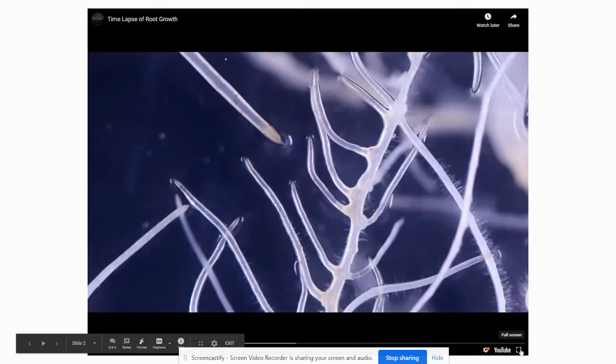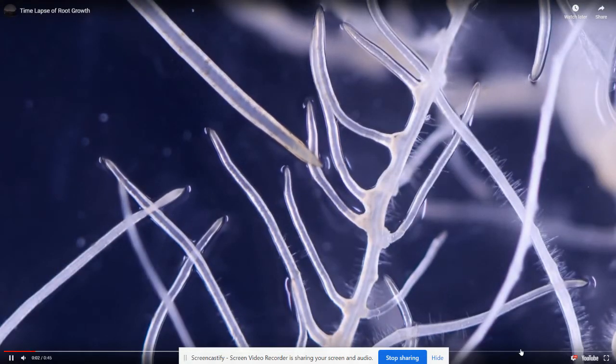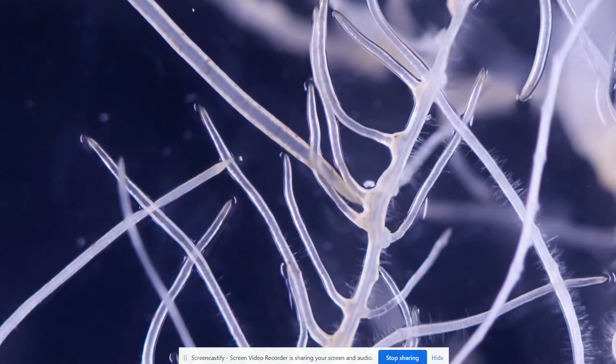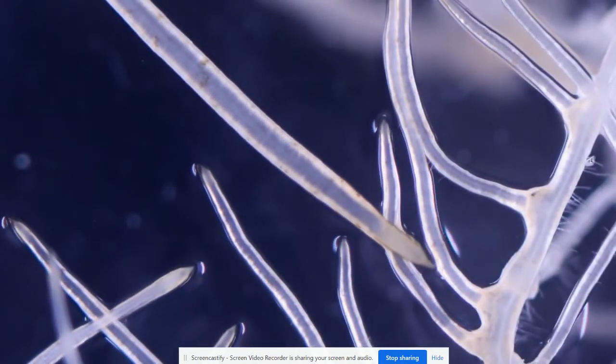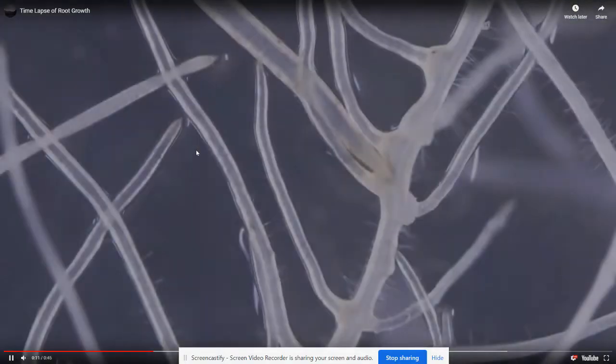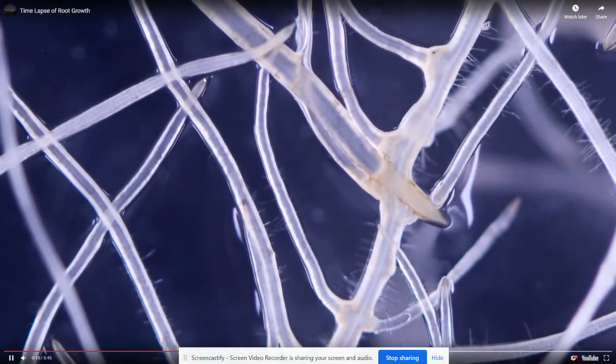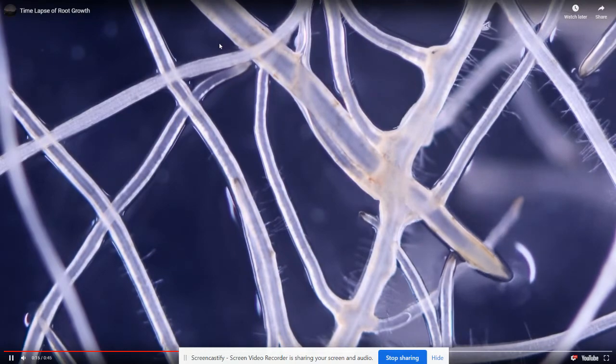So this is a time lapse of roots growing. And it's not growing in soil, it's growing in kind of like a gelatin substance so that you can see it. But at the tip here, cell division is occurring to elongate the roots.